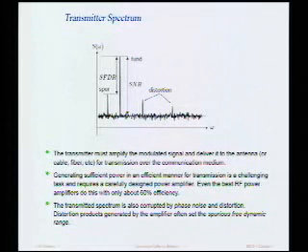And usually it's either the spurs or the harmonic distortion that determines the spurious-free dynamic range of our signal. That's the difference in dB between the power that we're transmitting and the power of the largest spur. Okay? Again, the spurs may occur in band where they're hard to filter.